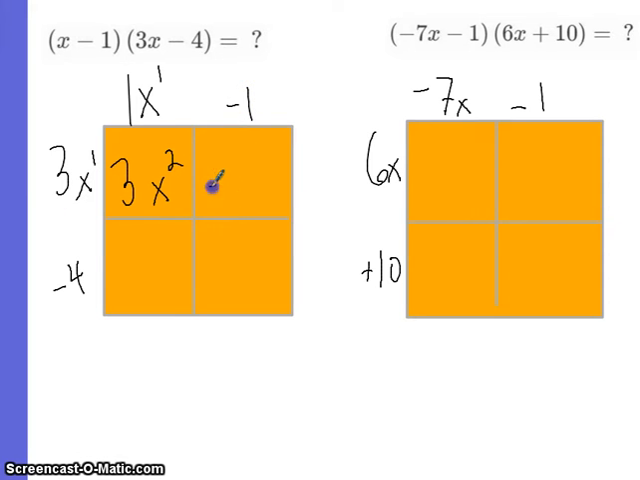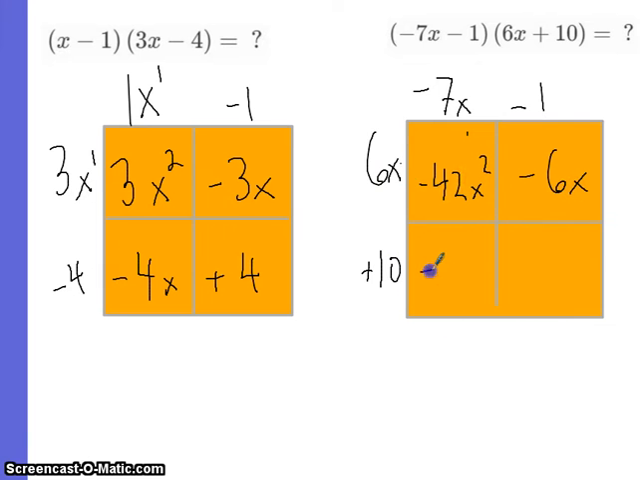Negative 1 times positive 3 is negative 3x. Negative 4 times 1 is negative 4, and there's an x from up here. And negative 4 times negative 1 is positive 4. And then 6 times 7 is 42, I believe. x to the second power, because there's 1 coming from here and 1 coming from there, minus 6x plus, minus because there's a negative here, minus 70x and minus 10.